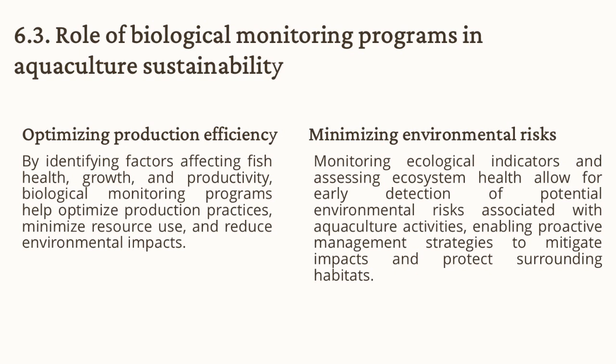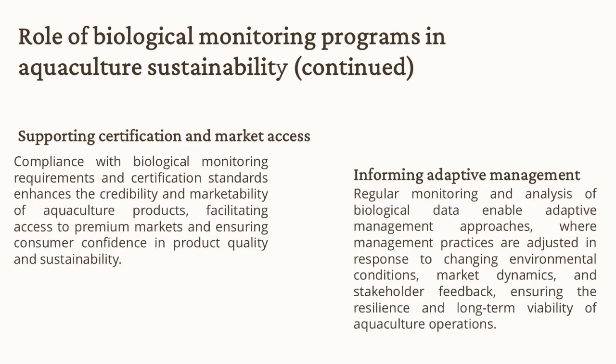By identifying factors affecting fish health, growth, and productivity, biological monitoring programs help optimize production practices, minimize resource use, and reduce environmental impacts. Minimizing environmental risks: monitoring ecological indicators and assessing ecosystem health allow for early detection of potential environmental risks associated with aquaculture activities, enabling proactive management strategies to mitigate impacts and protect surrounding habitats.